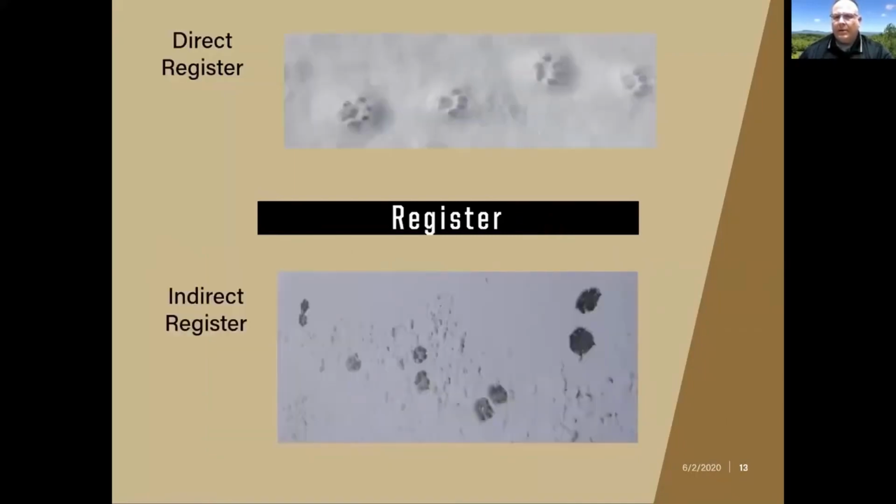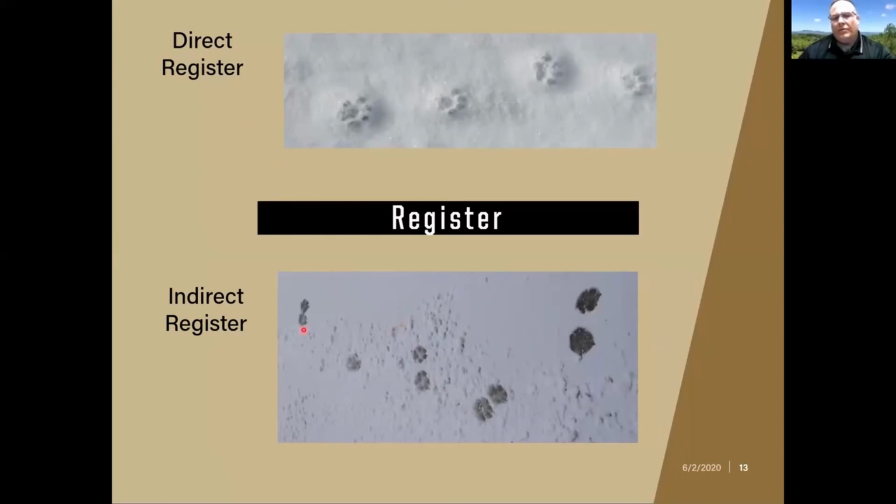And then a couple of terms are direct register and indirect register. Those terms really refer to how the animal is walking. Looking at the side, its left front foot and left rear foot, or its right front foot and its right rear foot, are almost completely superimposing on itself. So this is right side, left side, right side, left side, with front and hind foot superimposed. And a lot of mammals move this way, a lot of wild animals.